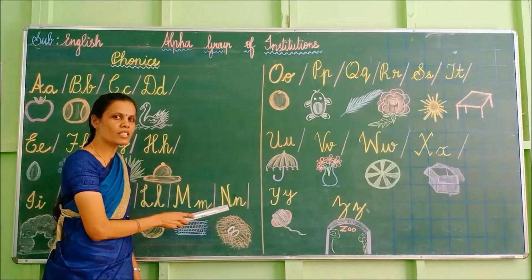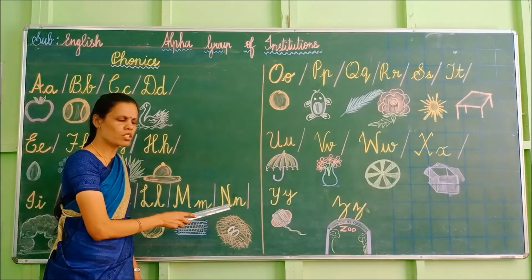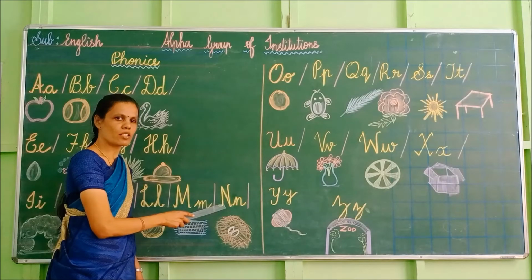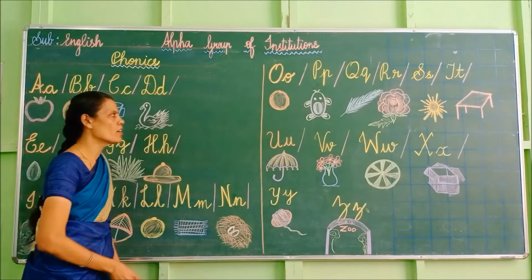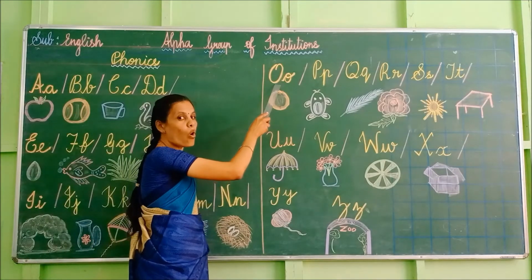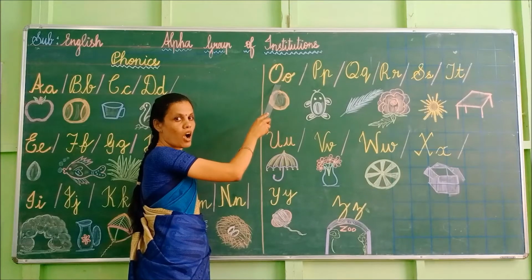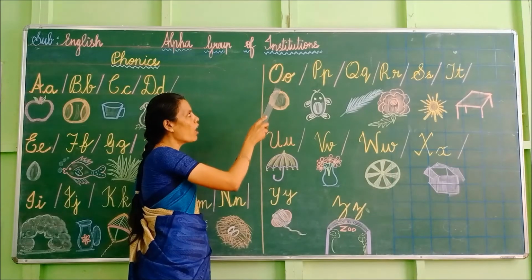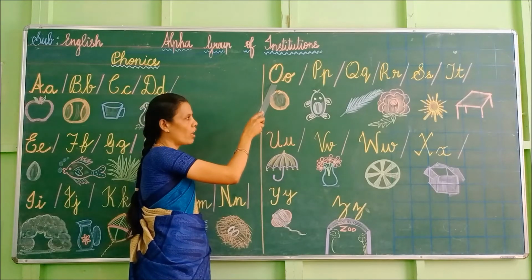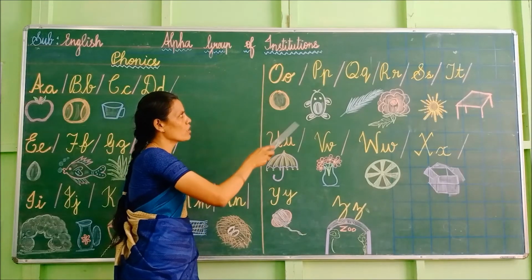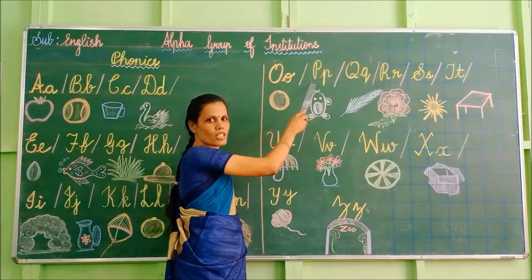N. What letter is this? N. N sounds N. N, nest. Next one. O. O sounds A. Orange. Now tell me, what letter is this?